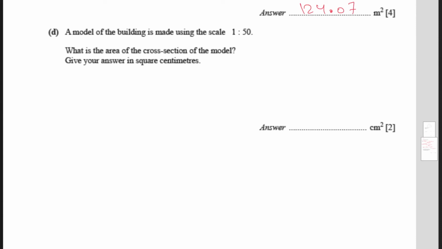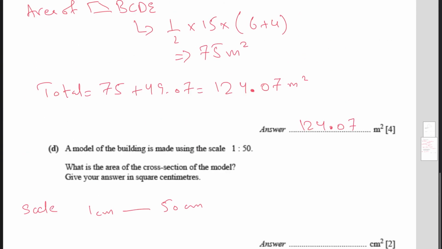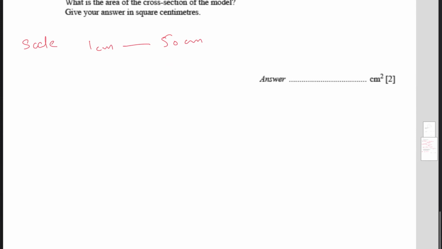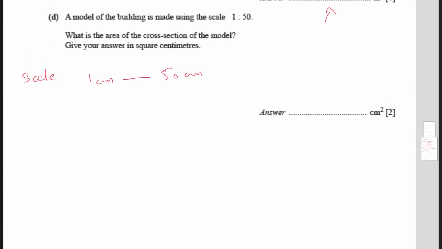Okay. The last part of the question says, a model of the building is made using the scale 1:50. What is the area of the cross section of the model? Give your answer in square centimeters. So the scale that we have is 1 centimeter is to 50 centimeters. But the area that we have in the previous part we got was in meters squared. So first let's convert this scale into centimeters and meters. So this 1 centimeter would be equal to 0.5 meter.